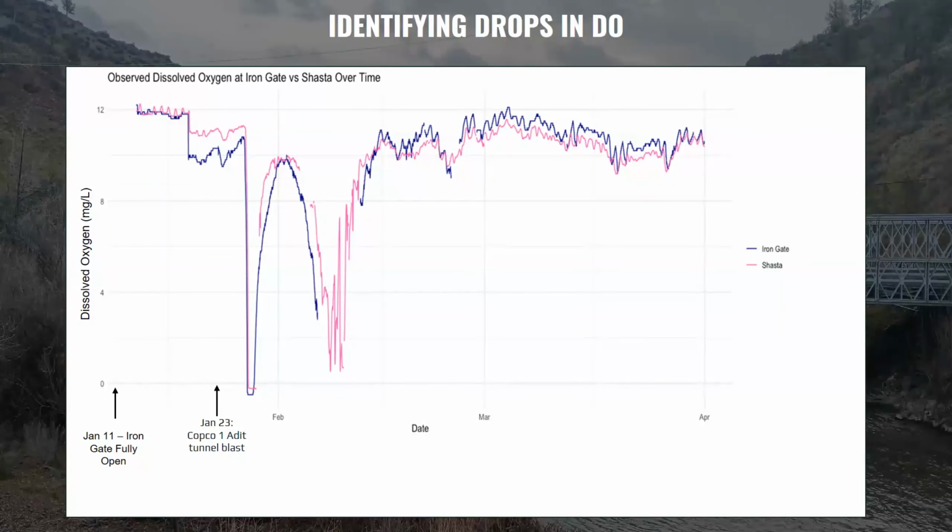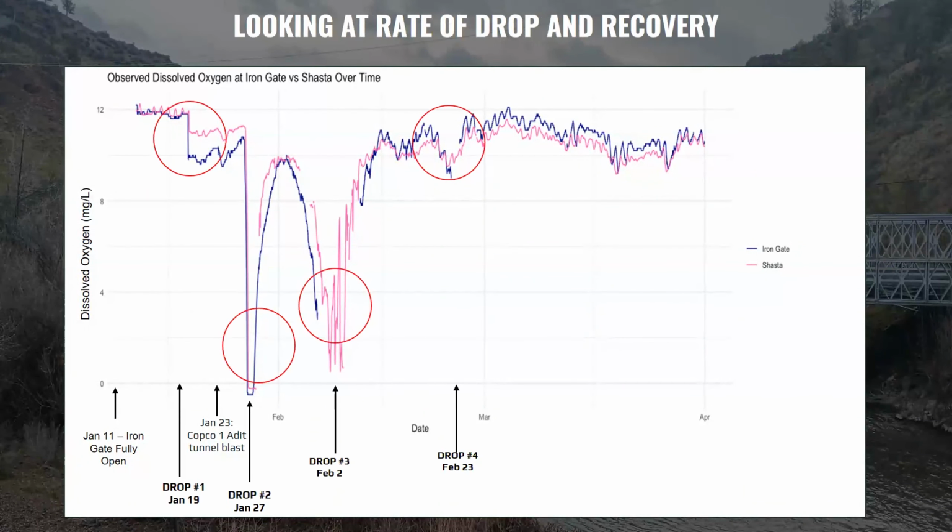And we see date here on the x-axis. This is from the onset of drawdown. On the y-axis, we have continued DO measurement at Iron Gate in blue and Shasta in pink. And what we were able to find as we looked to identify those drops in DO are 4 instances at which dissolved oxygen appears to drop relative to background levels.